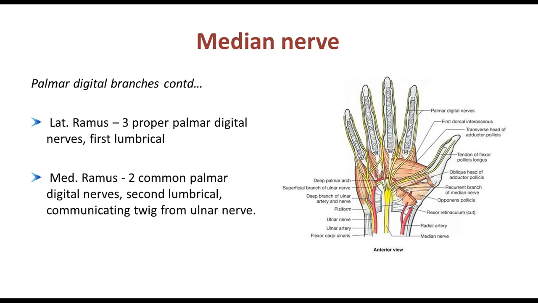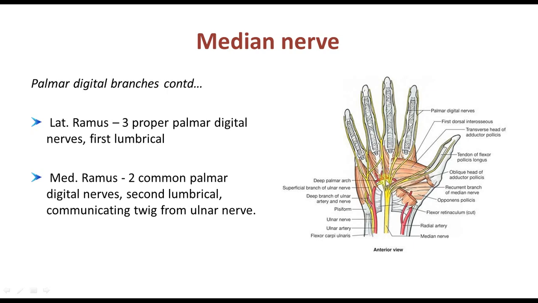So first, the lateral ramus gives 3 proper palmar digital branches. Proper means one proper palmar branch to the lateral side of the thumb, another proper palmar digital branch to the medial side or ulnar side of the thumb, and then one more proper palmar digital branch to the lateral side of the index finger. So it gives 3 proper palmar digital nerves for both sides of the thumb and for the lateral or radial side of the index finger. Now this branch from the lateral side also gives a branch to the first lumbrical muscle.